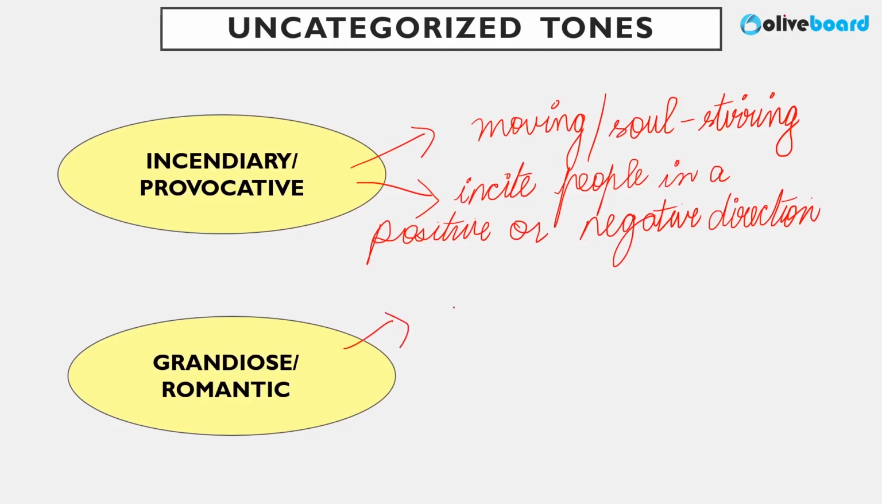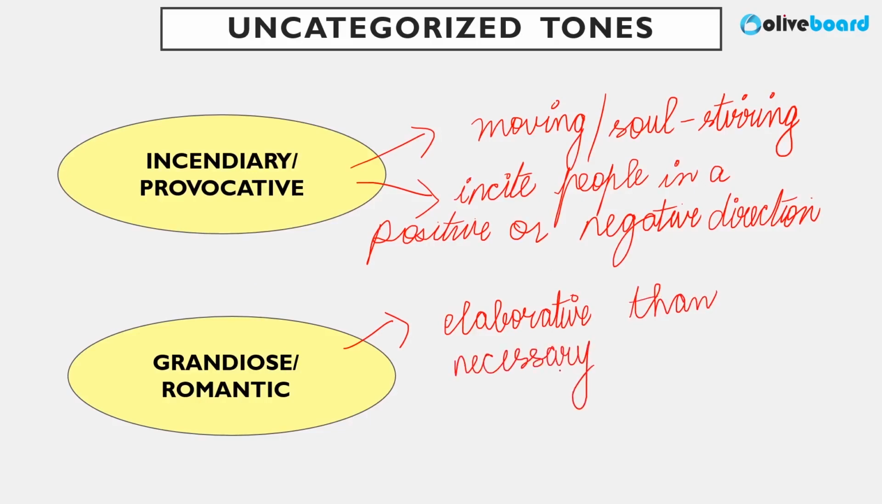What will be in grandiose or romantic? It may appear more elaborative when the passage is more elaborative than necessary. Because we use extra words, we use flowery language, it is very, very grand. And in the option you can find any one. It can be romantic also, it can be grand also. In the options it can be any one.